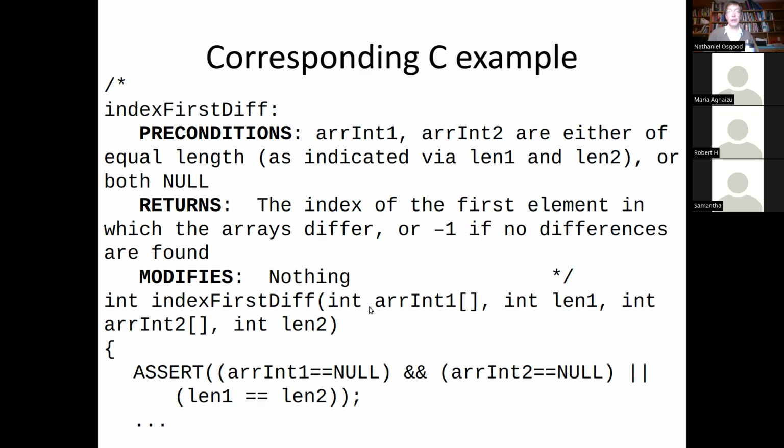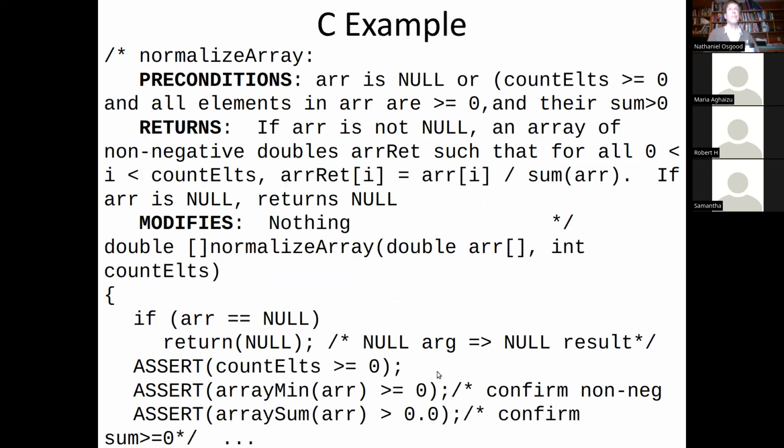So here we have a function that takes an array int1, and a corresponding length, and then the same thing for array int2 and a length of int2. And here we have a precondition. They're either of equal length, so they're either both null or they're of equal length. Because we're finding the first differences between these two arrays, they have to be of equal length here, and we're going to check that their lengths are either both equal or both null. We could do that, and here's one in C.